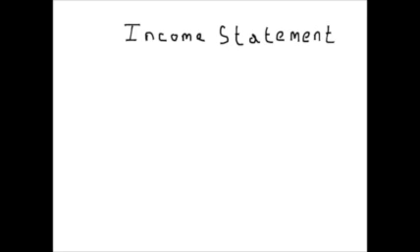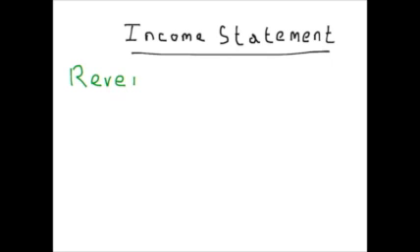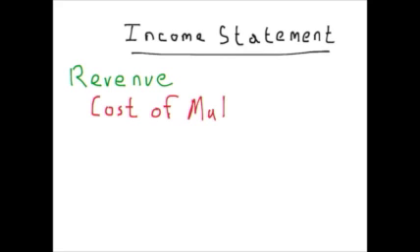Now, as a review, let's look at the income statement and all of the elements we learned from the income statement to put it together. The first part we learned was the revenue. The revenue is equal to total money earned. Next, we looked at the cost of materials. The cost of materials is the total money spent on the materials that will be used to make products.